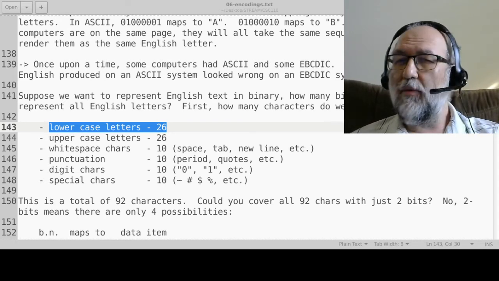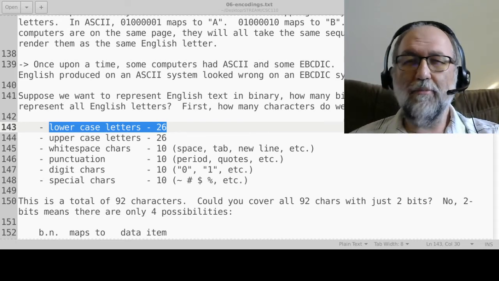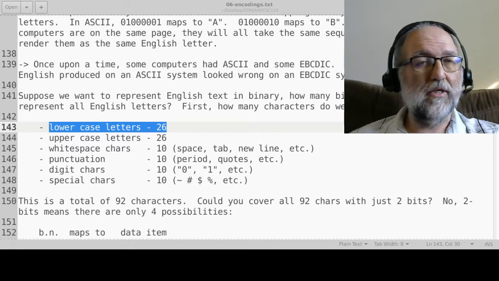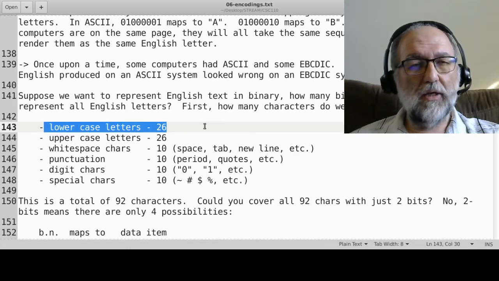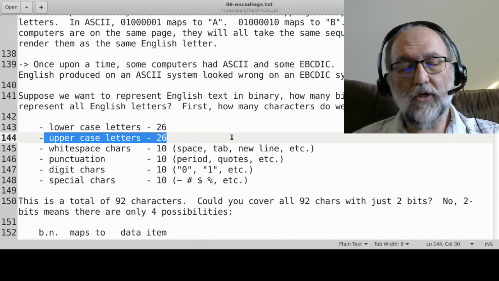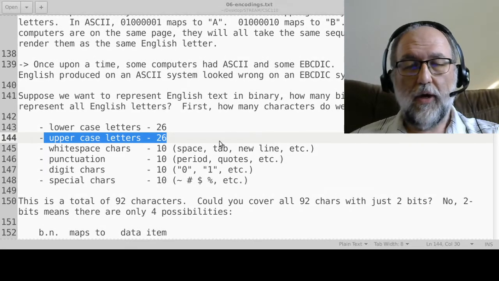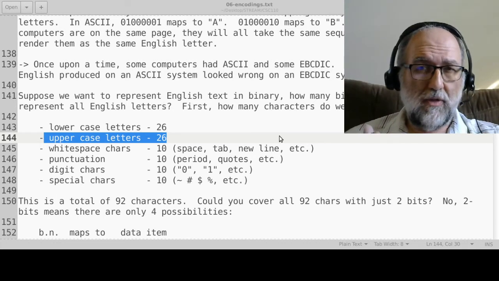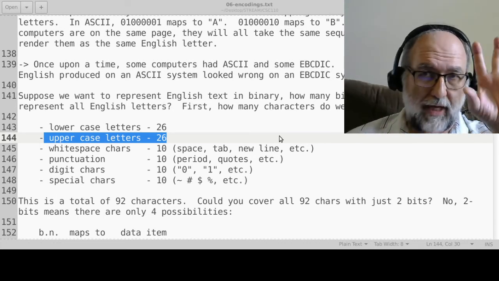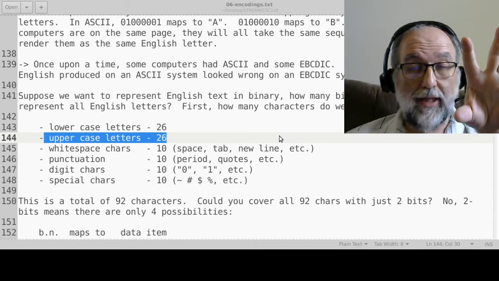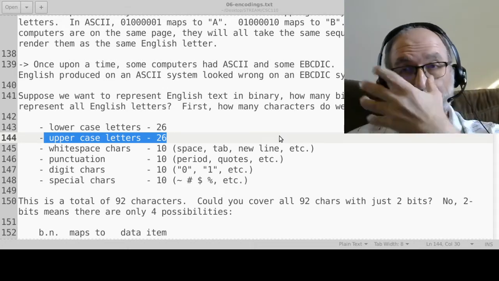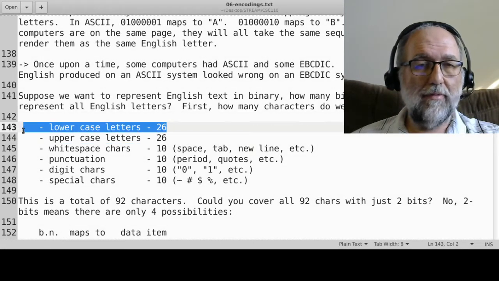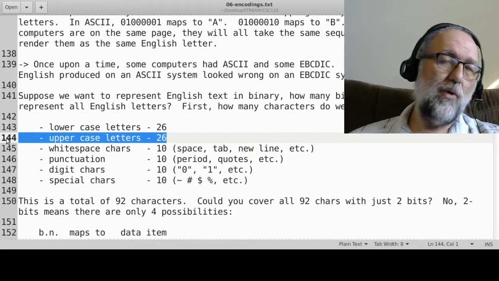But you can't really write English with just lowercase letters. I mean, maybe if you're texting, but that's not really English. You need uppercase letters for English. So in addition to the 26 lowercase letters, you're also going to need 26 uppercase letters. So far, we have 52 data items that we want to represent. A data item is just an item of data. The letter capital A is one data item, the letter capital B is another data item, and so on. For the lowercase letters, we have 26 data items. For the uppercase letters, we have another 26.